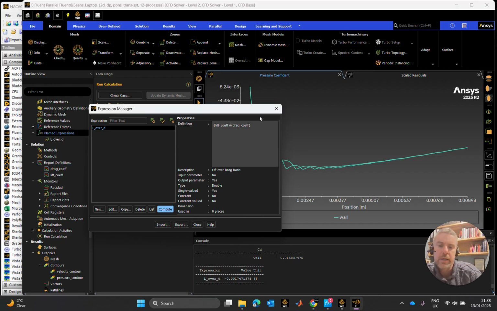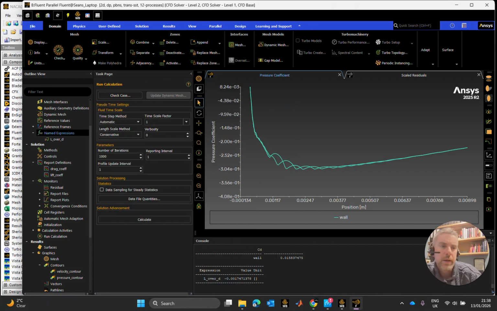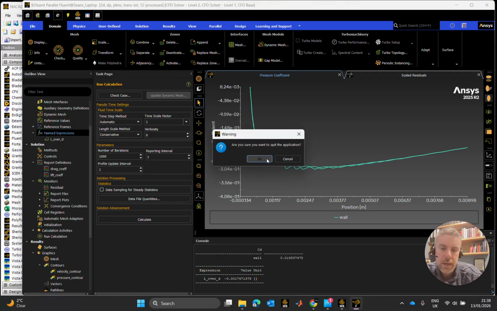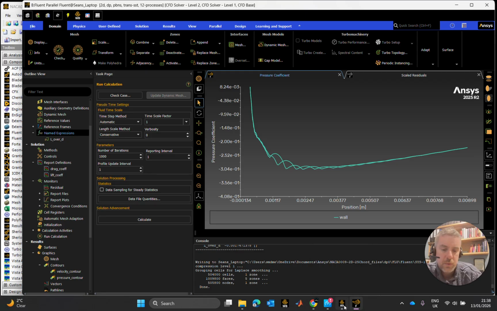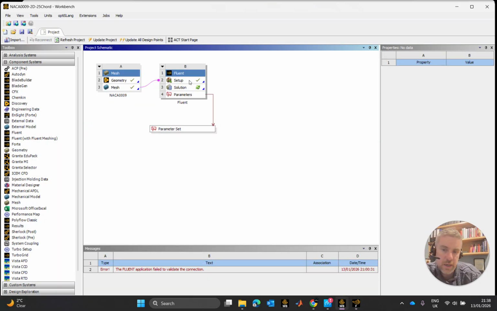So I can save that and I can output that to a parameter table. I'm going to X out of that for now. I'm going to X out of Fluent, and close up the Workbench project schematic. I'm going to save the settings just for this calculation. Since this is the first time I'm back onto the project schematic since I ran the solver, you'll see that this parameter set, this other cell, has been added.